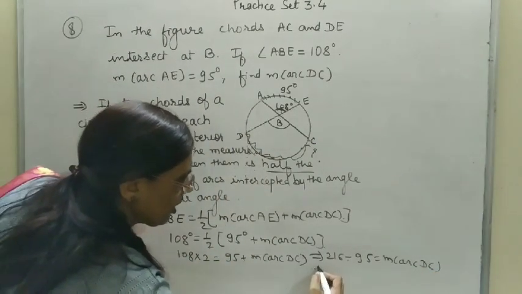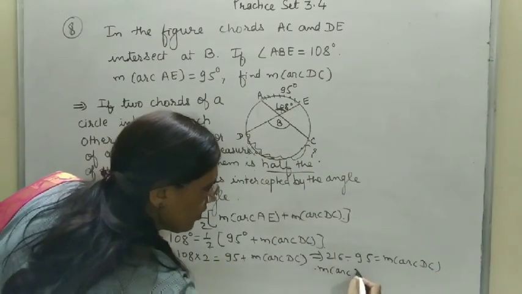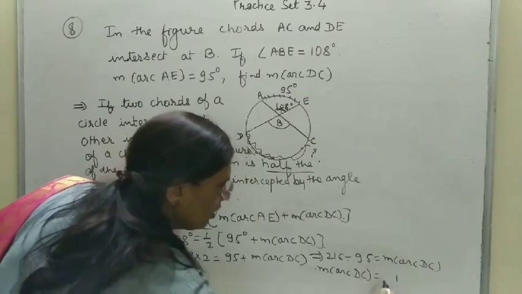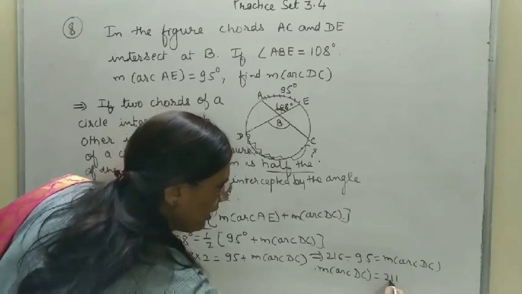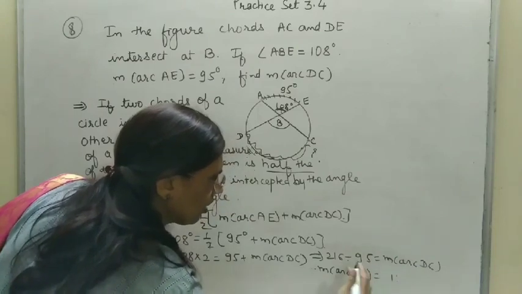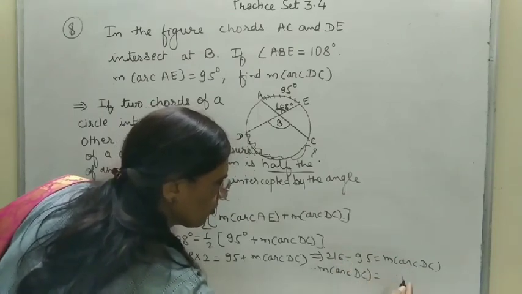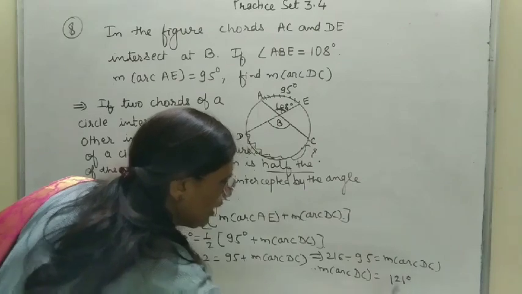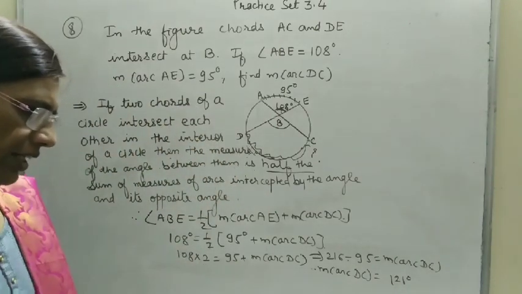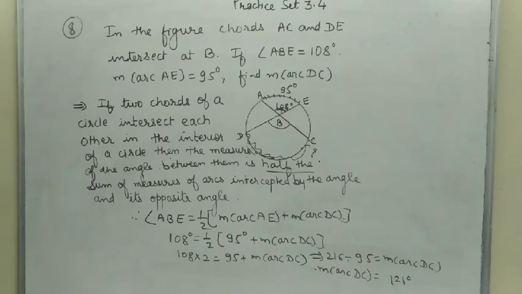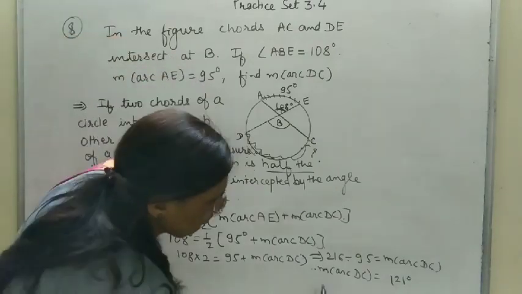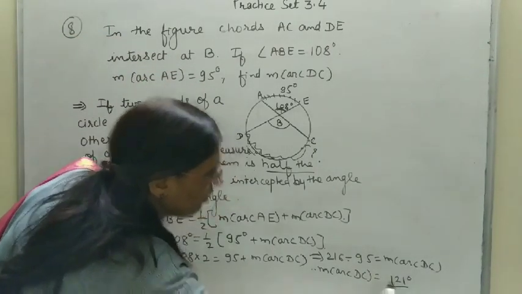And that is, major arc DC is equal to, here we get 121 degrees. Major arc DC is equal to 121 degrees. Thus, we get major arc DC is equal to 121 degrees.